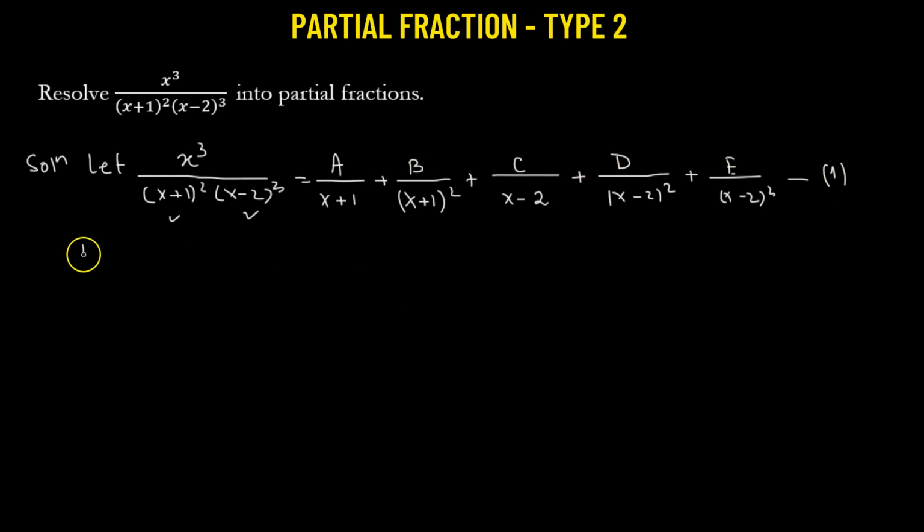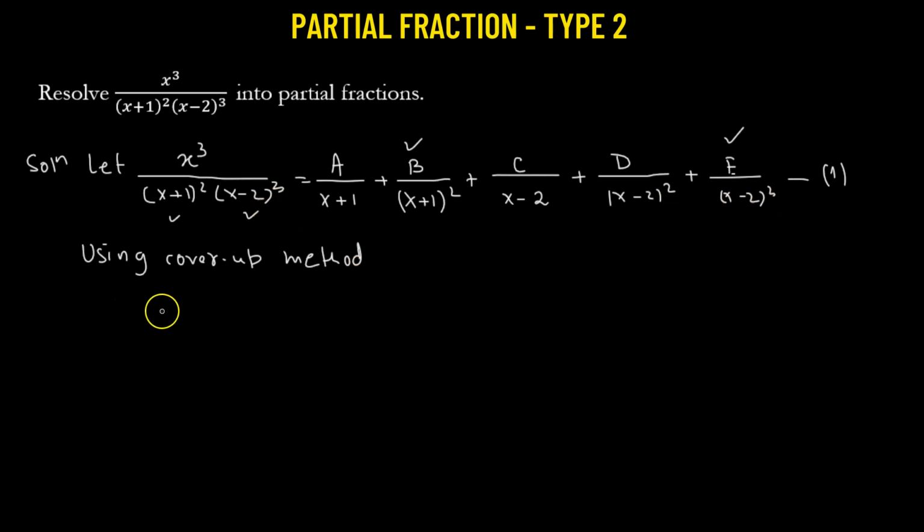Now what we'll do is use a method known as the cover-up method. The cover-up method is going to help us obtain the values of a few of the constants, but not all of them. Using the cover-up method, we can only find the values of the constants B and E. That's because the denominator of B contains the factor (x + 1) whole squared, which is present on the left-hand side, in the original rational fraction. Similarly, the denominator of the fifth partial fraction is (x - 2) whole cube, so that factor is also present on the left-hand side of our expression.